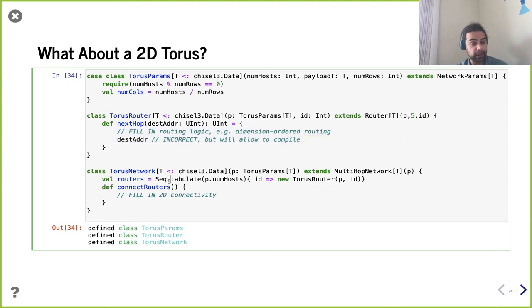And then for the network itself, same kind of thing. We're going to extend the multi-hop network. We're going to populate our routers as we would like. And then we're going to go ahead and connect them in as we need to, right? And you can imagine there's some sort of cleverness. We wrote for loops or functional programming to make a grid of routers and do the appropriate things. So cool. So that's an example of doing a torus, right? Here we've abstracted things away, and we've really reduced the overhead of making a new class with this.